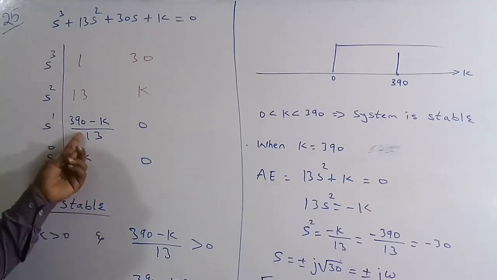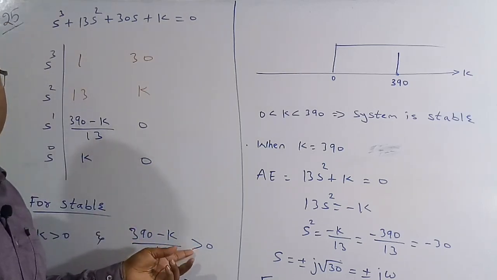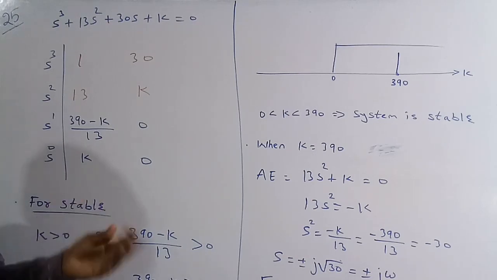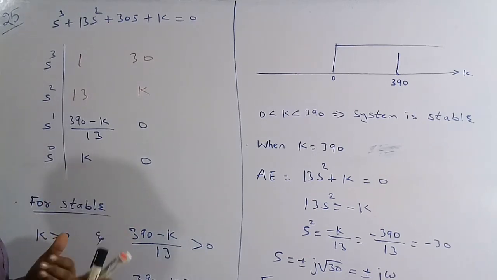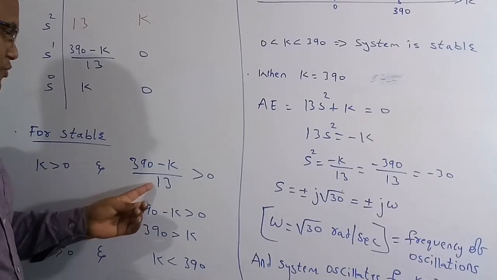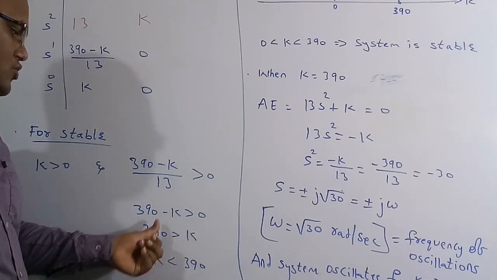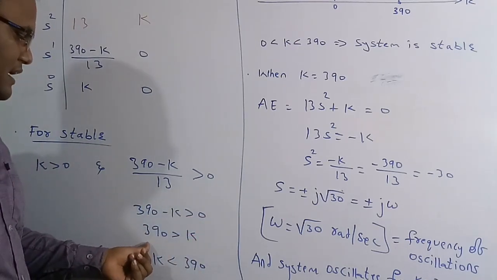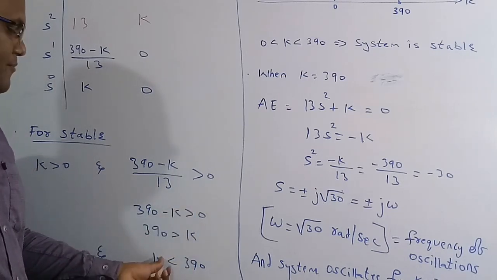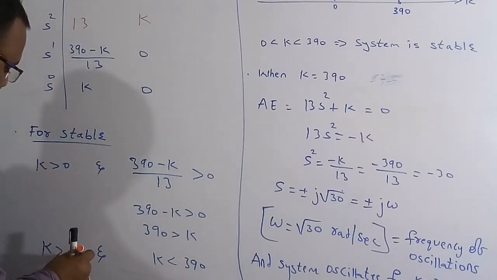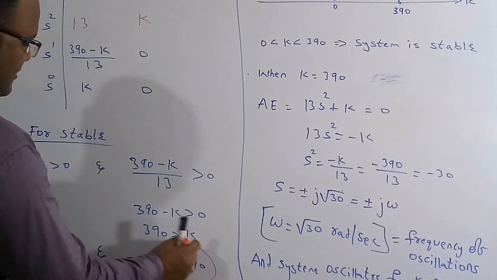So K greater than 0 and (390 minus k) by 13 greater than 0. These two conditions have to be satisfied, then only the column will always be positive. Therefore no sign changes, so no roots will be in the RHS of the S plane, so the system will be a stable one. So I am going to take this 13 to the right side, so we get 390 minus k greater than 0, so 390 greater than k, or we can say k less than 390. So these are the two constraints: k greater than 0 and also k less than 390.